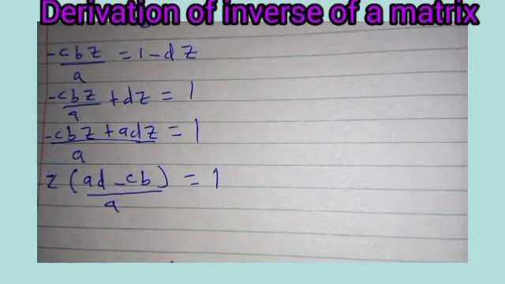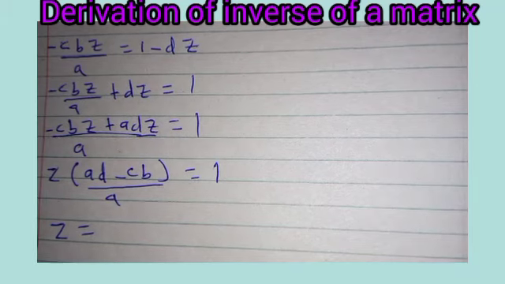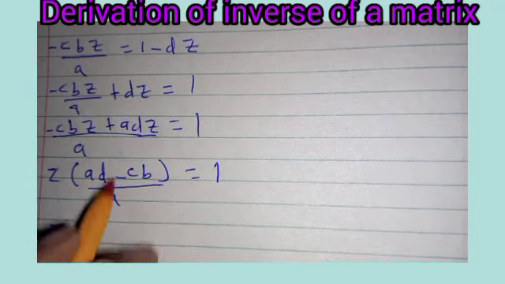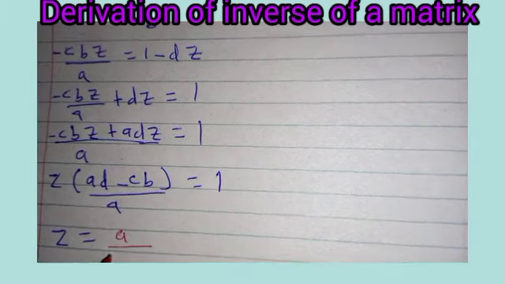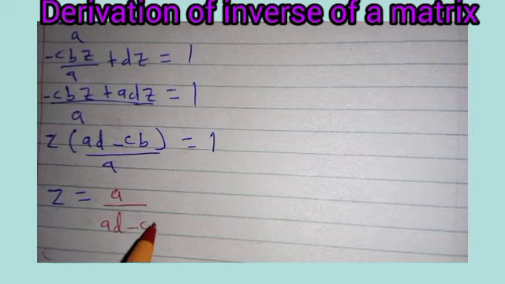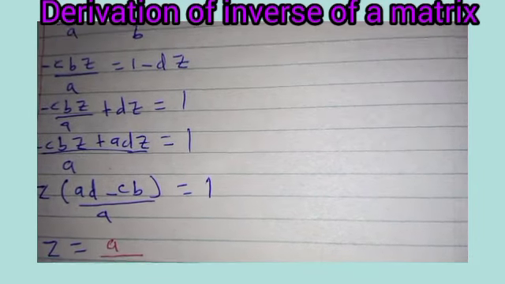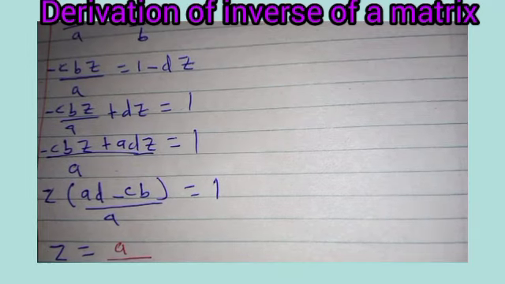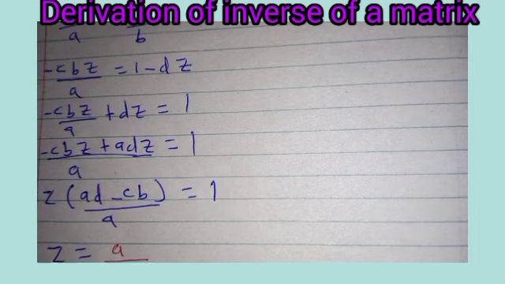everything over A. This is equal to 1. The objective is to get Z. So Z is equal to, you multiply with the reciprocal, so you will have A divided by AD minus CB. So we have obtained our Z.